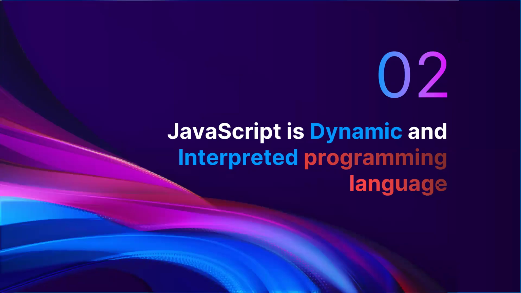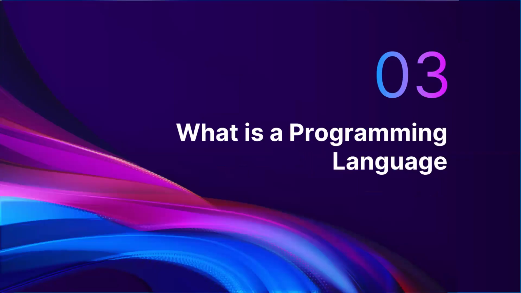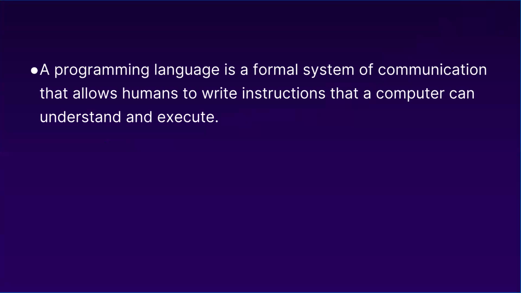But I'm going to explain what we mean by JavaScript being an interpreted programming language. First of all, we need to understand what a programming language is. So what is a programming language? A programming language is a formal system of communication that allows humans to write instructions that a computer can understand and execute. So a programming language is the language that the computer understands.